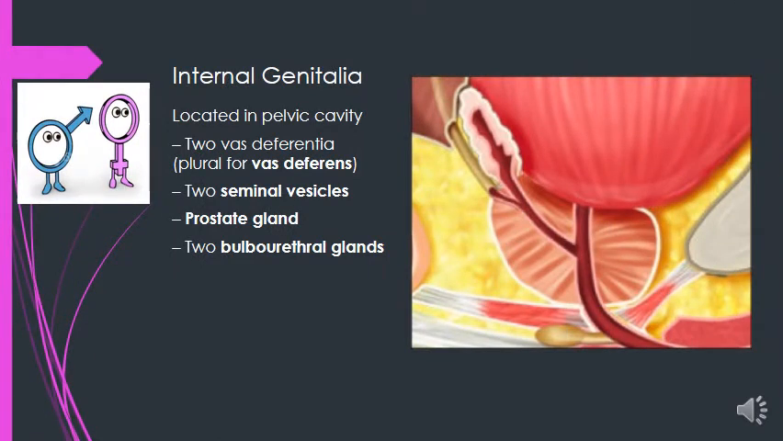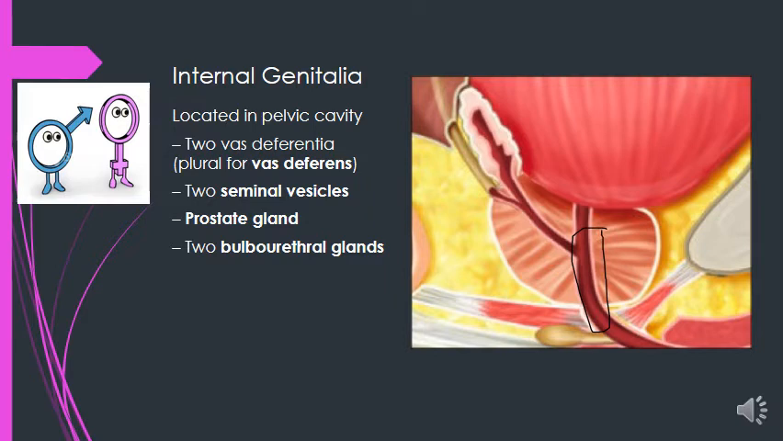Okay, when we talk about the internal genitalia located in the pelvic cavity, these have two vas deferens, as you can see here in the diagram. That is two vas deferens.